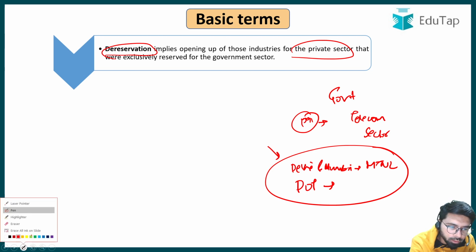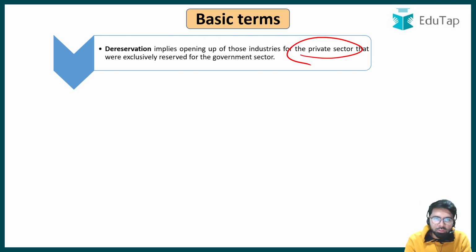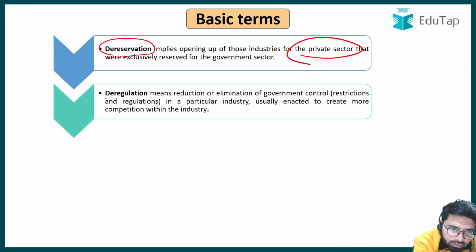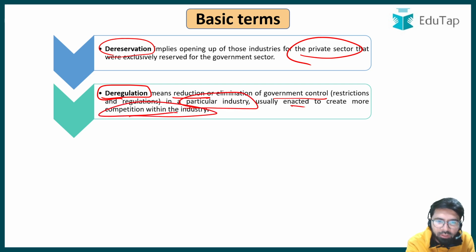But with de-reservation, those particular sectors were opened up to the private sector as well. Once the telecom sector was de-reserved, players like Airtel, Hutch and Idea came into the sector, which opened it up and infused competition within it. So de-reservation was one of the major policies taken by the Indian government. Then the other policy taken was deregulation. So what do we mean by deregulation? Reduction or elimination of government control in a particular industry, usually enacted to create more competition within the industry.